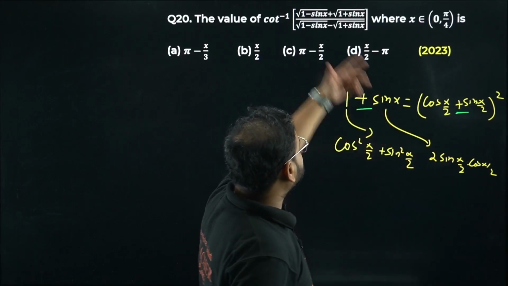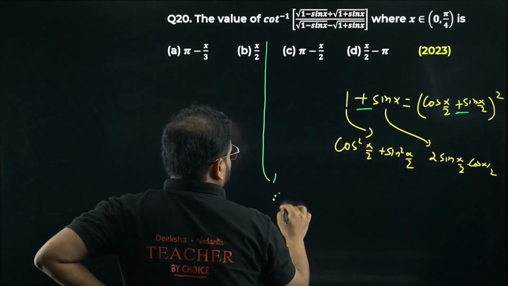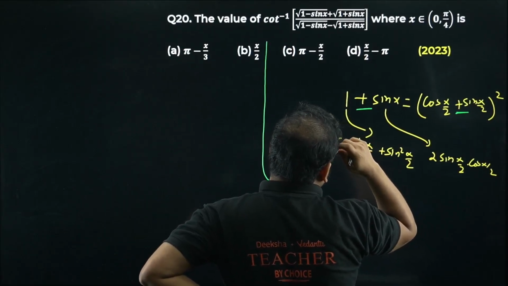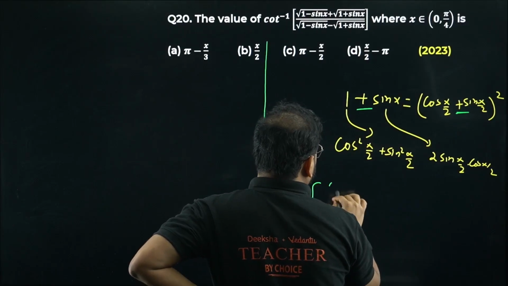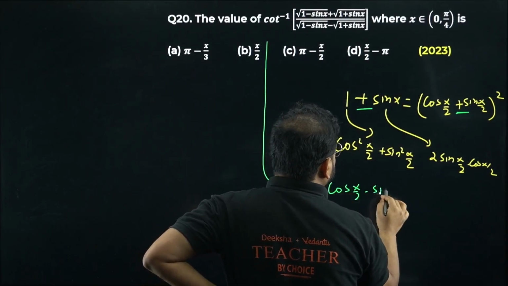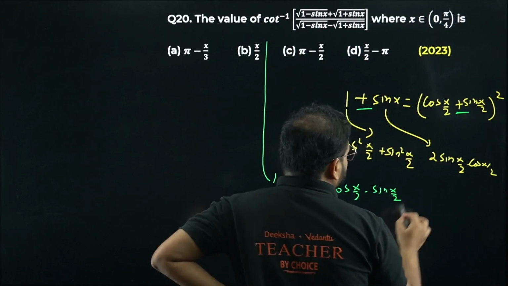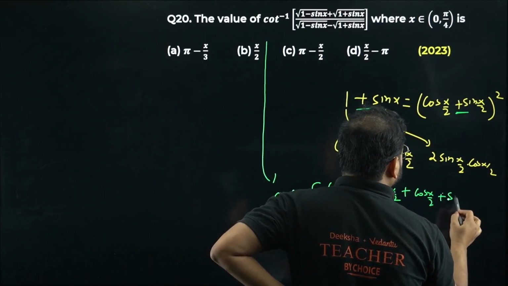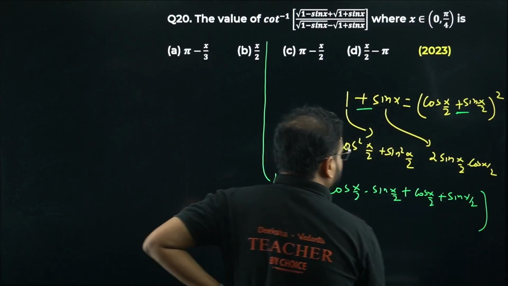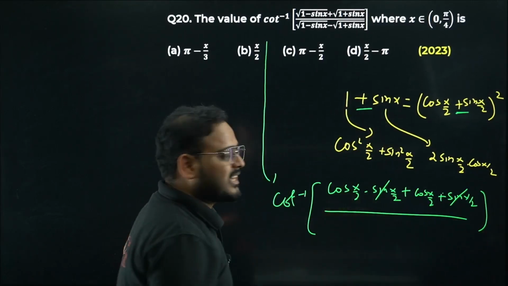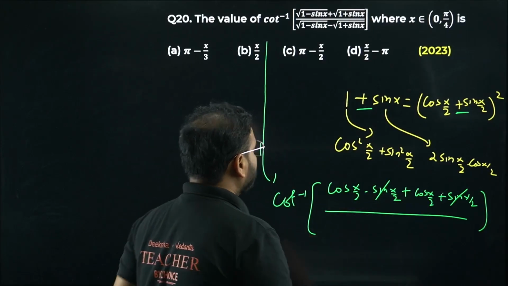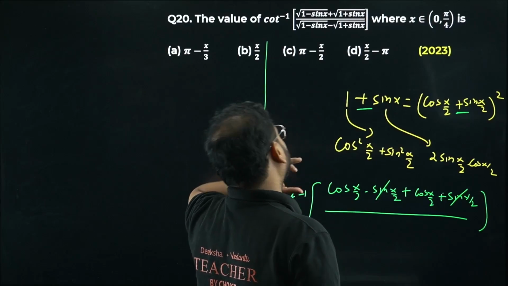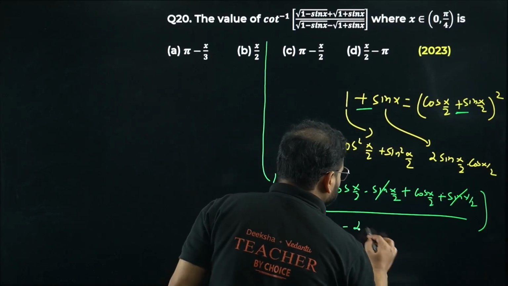So basically, if you use this condition over here, you get cot inverse. Have a look. So you have cos minus sine plus cos plus sine. Please check. Cos x by 2 minus sin x by 2, then you have plus cos x by 2 plus sin x by 2. Just the numerator part. This and this cancel. You get 2 cos x by 2. And if you solve the denominator part, you'll have cos minus sine and minus cos minus sine. So you get minus 2 sin x by 2.